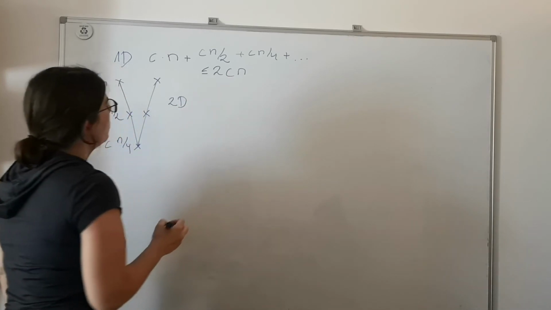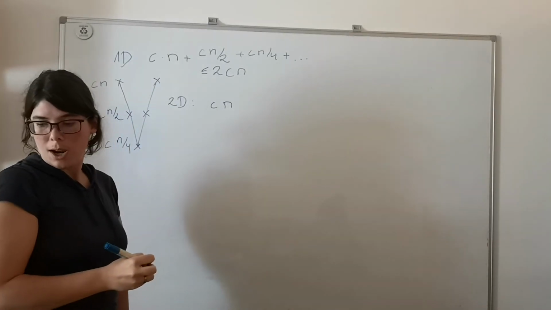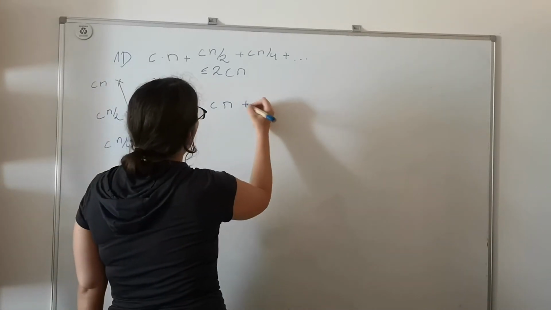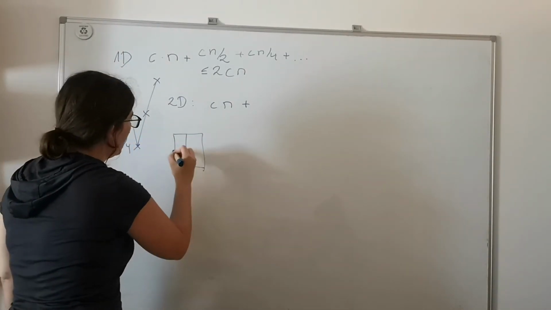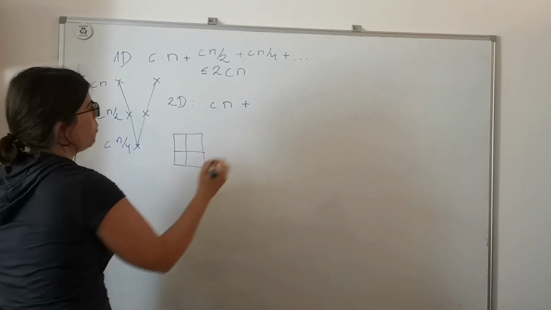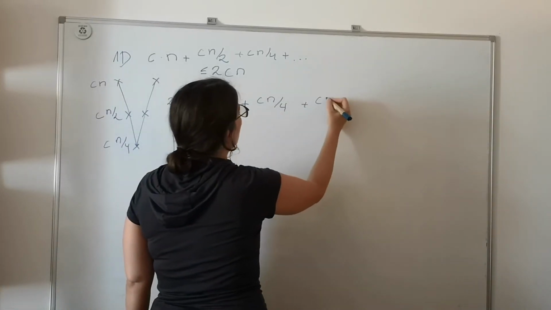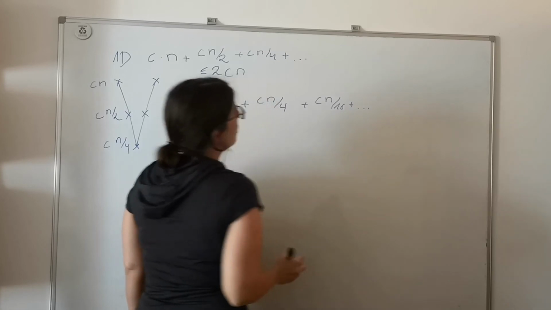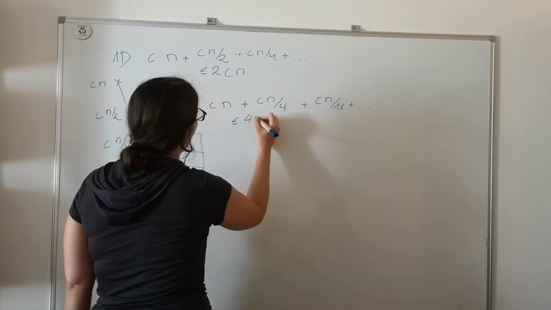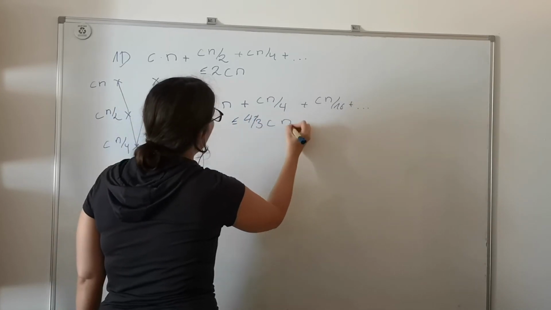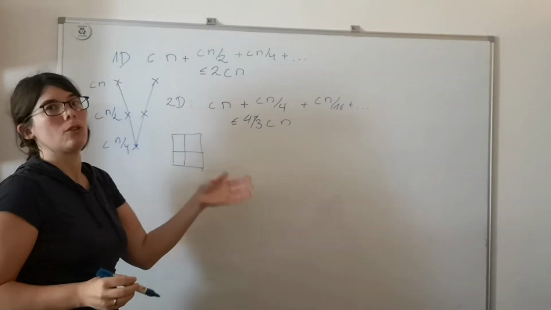If we do the same thing in 2D, we get something really similar. So now on our finest grid, we have Cn, and for the next grid in 2D, we'd always divide into 4. So this would have 1/4 of the cost, and the next one would have 1/4 again, so 16th, and so on. So this one actually is less than 4/3 Cn. But in principle, the behavior remains the same. The cost is dominated by the cost on the finest grid.